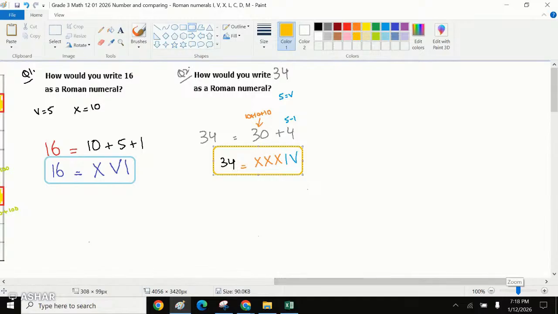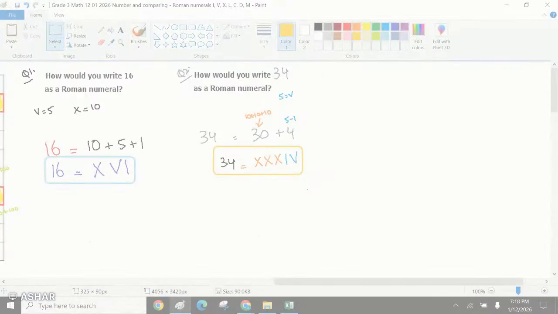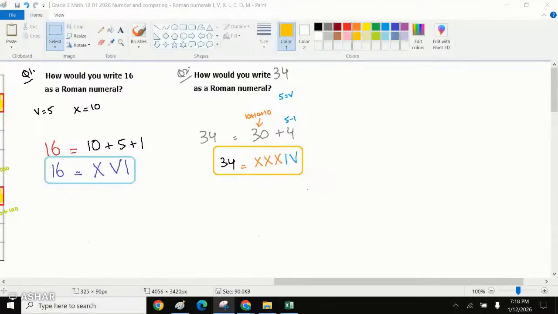Let's see. Question number 3. I'll just copy the question. Okay, it's a reverse, sorry. They are asking us, if the Roman numeral is given to us, we need to give the number. What does this Roman numeral represent? Let me just copy paste.